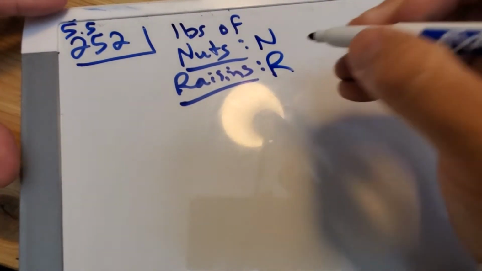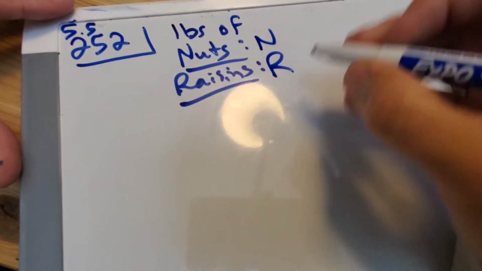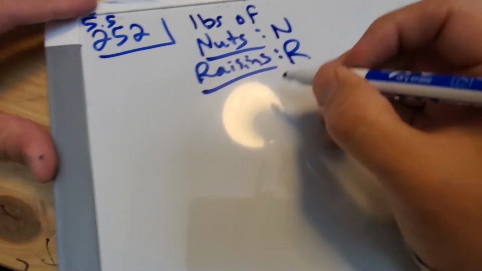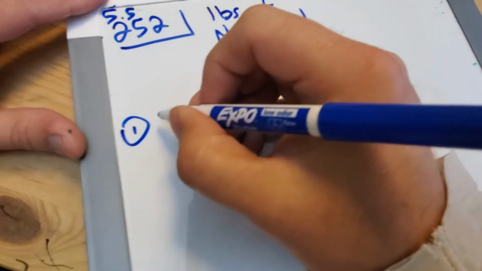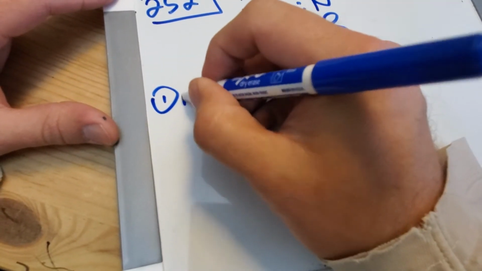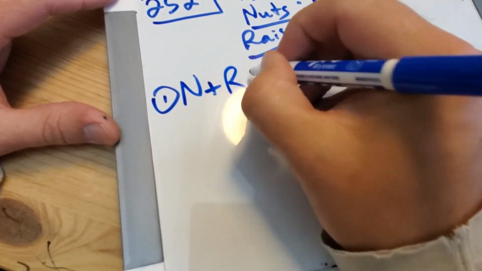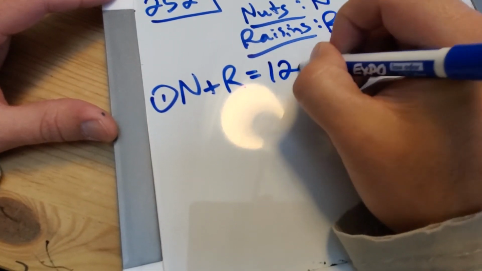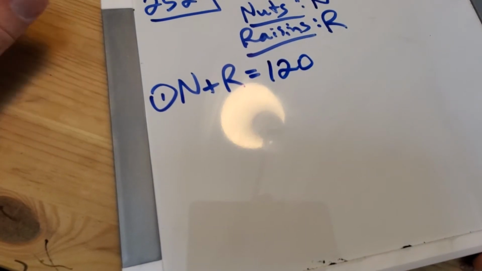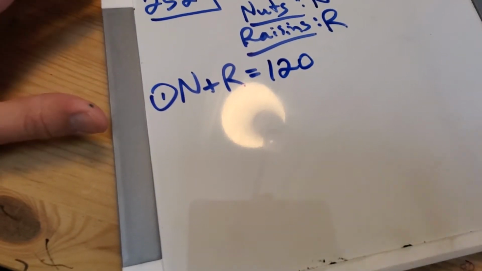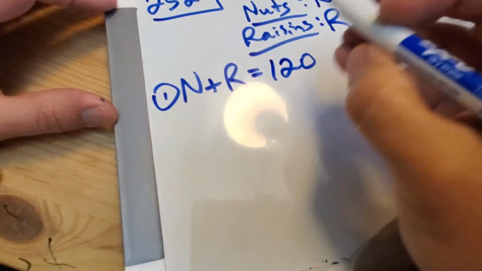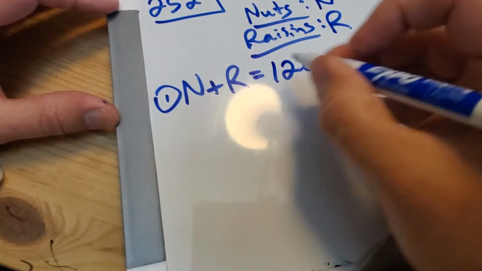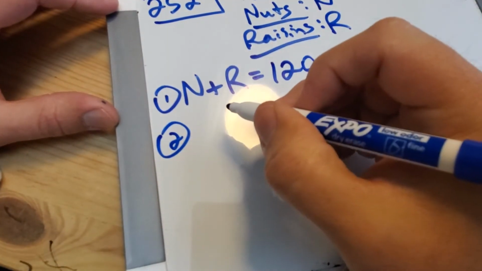The first equation is going to be a total equation: the pounds of nuts and the pounds of raisins combined. Your powers combined: 120 pounds of trail mix. This is a really boring trail mix, but oh well. So that's pounds, pounds, pounds. Now watch this, this is where things get a little interesting.